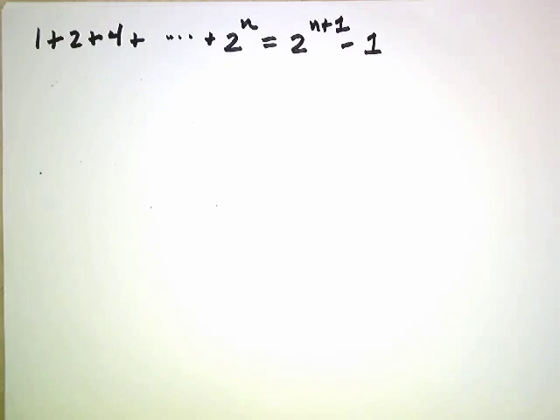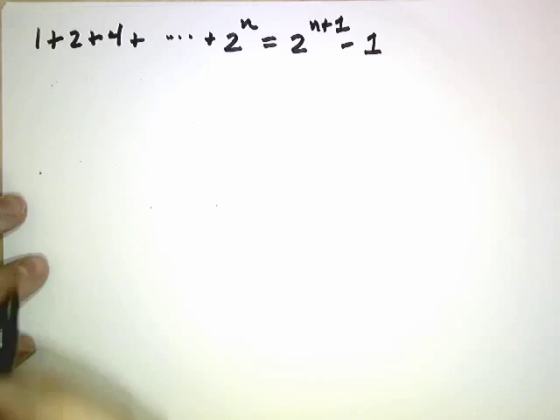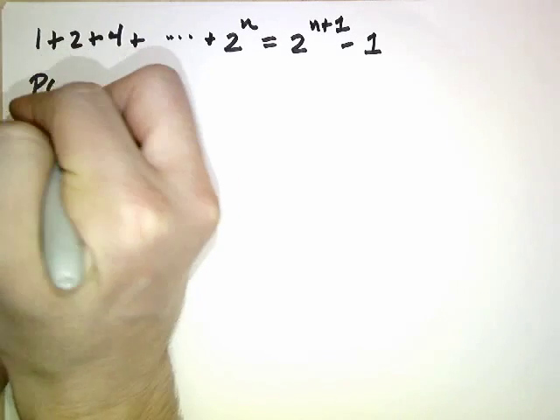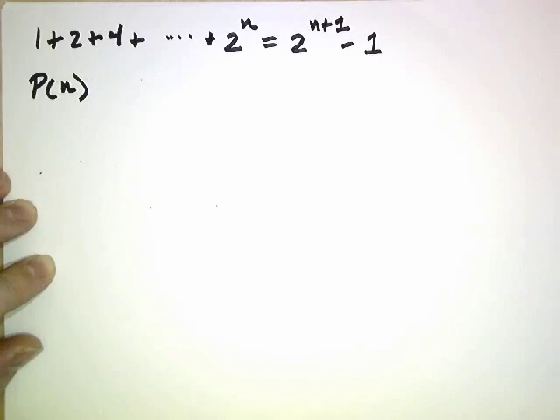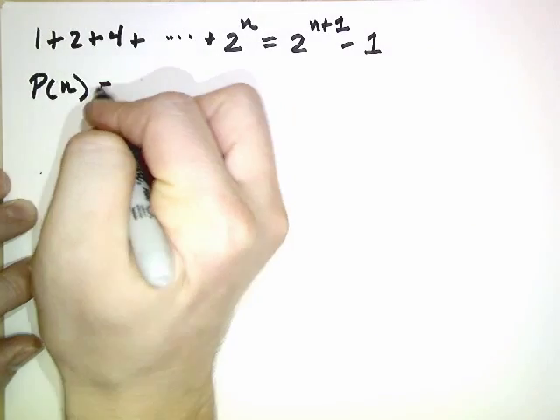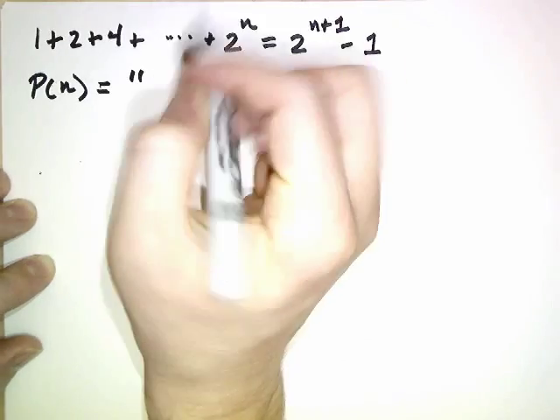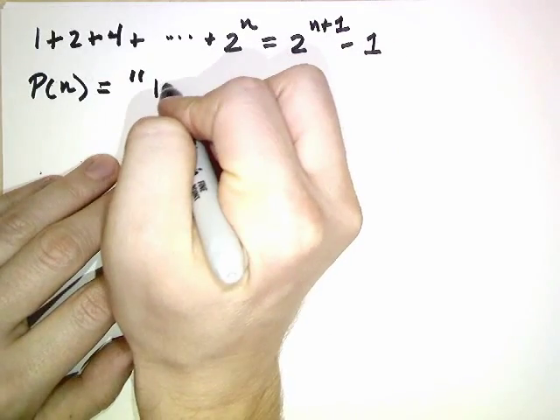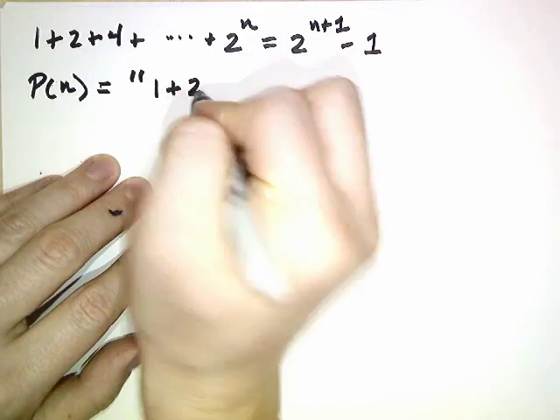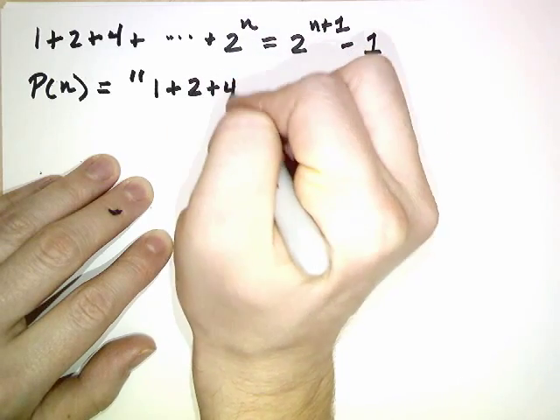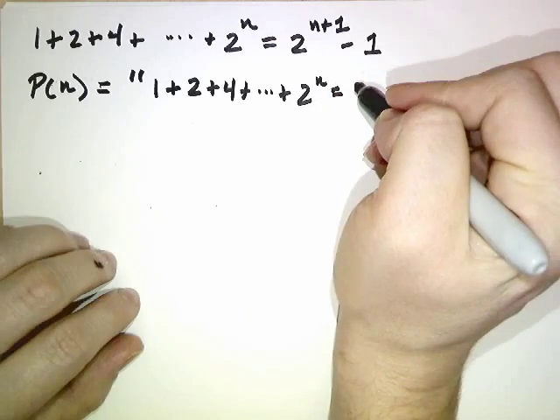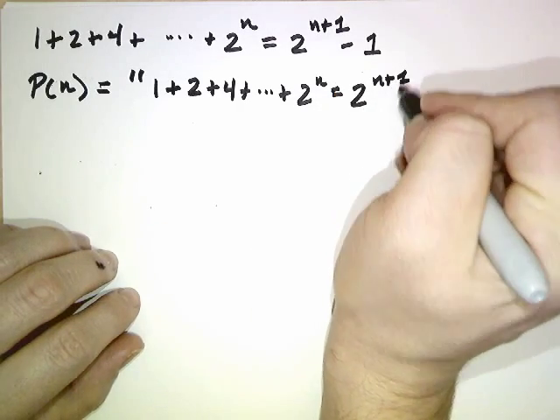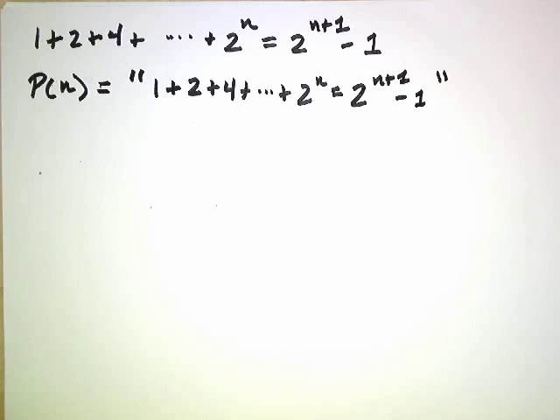Now the first step in any proof by induction is to write down a predicate, usually indexed by some variable. I'm calling it n here. So P(n) is going to be the statement that 1 + 2 + 4 + ... + 2^n equals 2^(n+1) - 1. It's exactly what we wanted to prove.